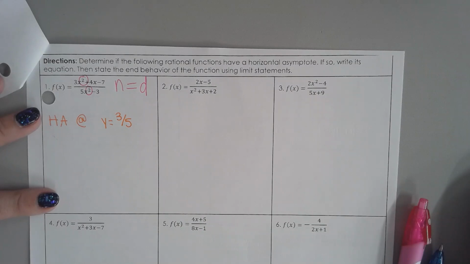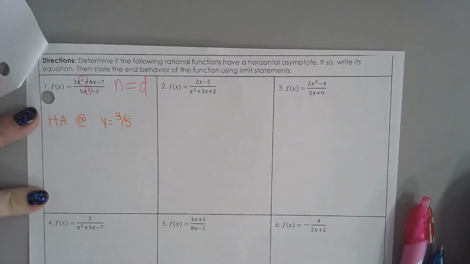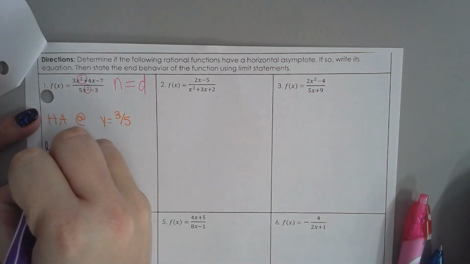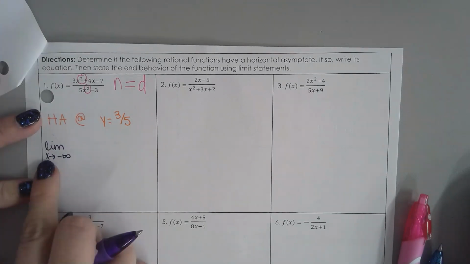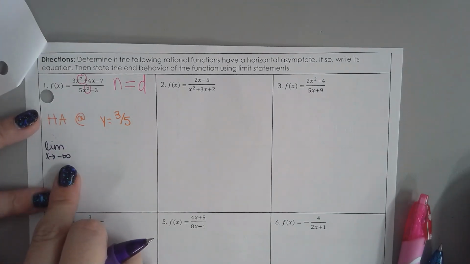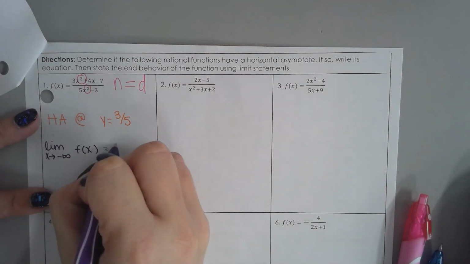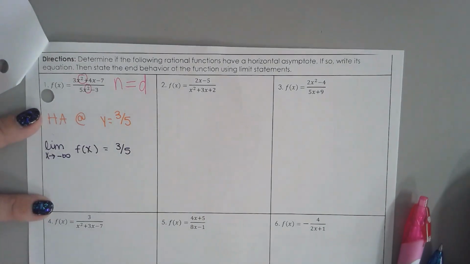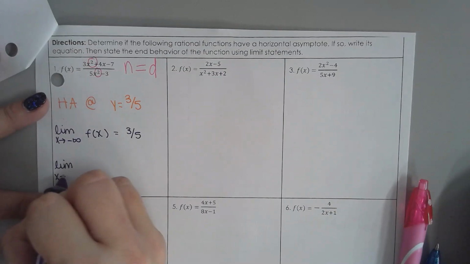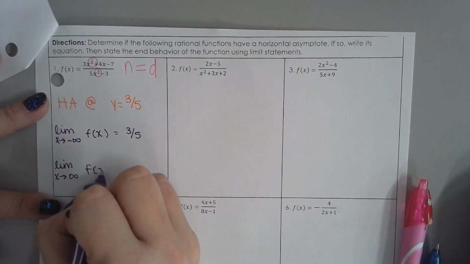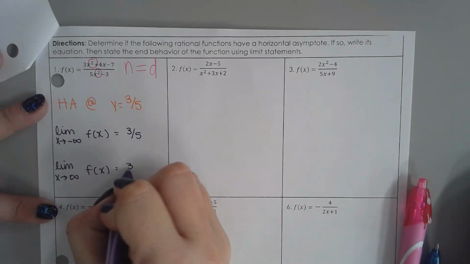So then for your end behavior, both of your limits are going to be equal to 3/5. The limit as x approaches negative infinity, so as x is getting more and more negative, that's on the left, of f of x is equal to 3/5. And the limit as x approaches positive infinity of f of x, that's the right side, is also equal to 3/5.